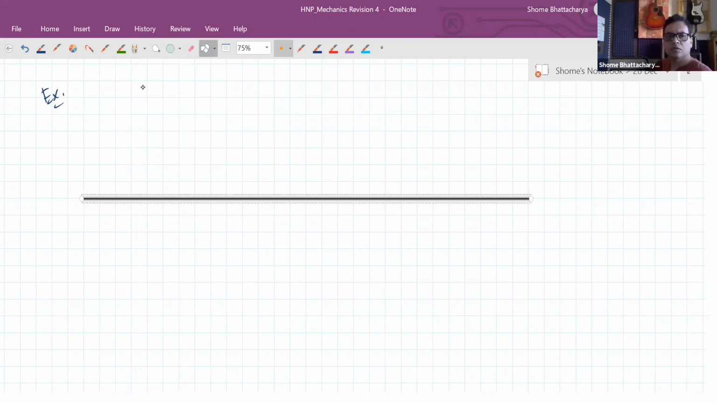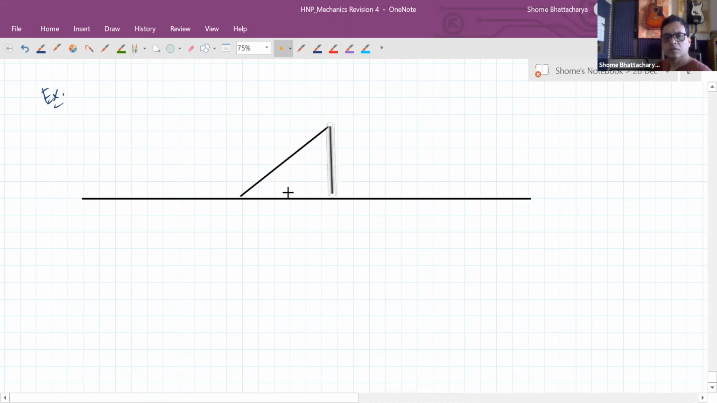So it is forced to move only along the surface. So something like this happens. So like we have a wedge of mass capital M on a smooth surface, and a particle of mass small m is dropped onto it.